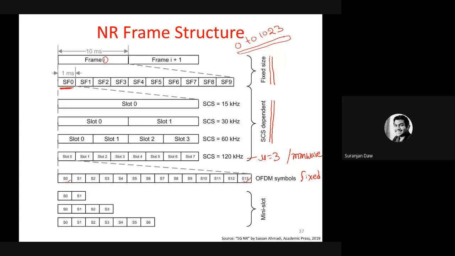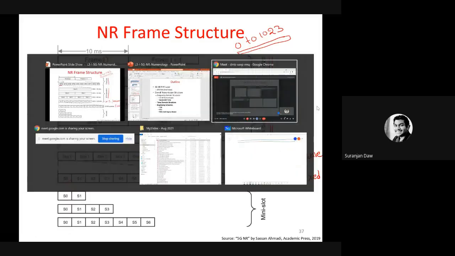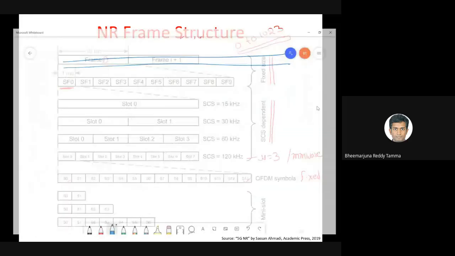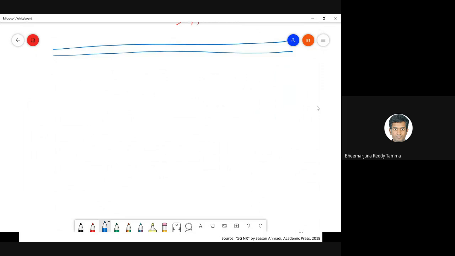Yes, sir, because we can see now that in numerology 1 we have more slots. Like we have slot 0 and slot 1, and each slot can hold 14 symbols. So we are sending more symbols. What about the others? See, what I'm asking is very simple.